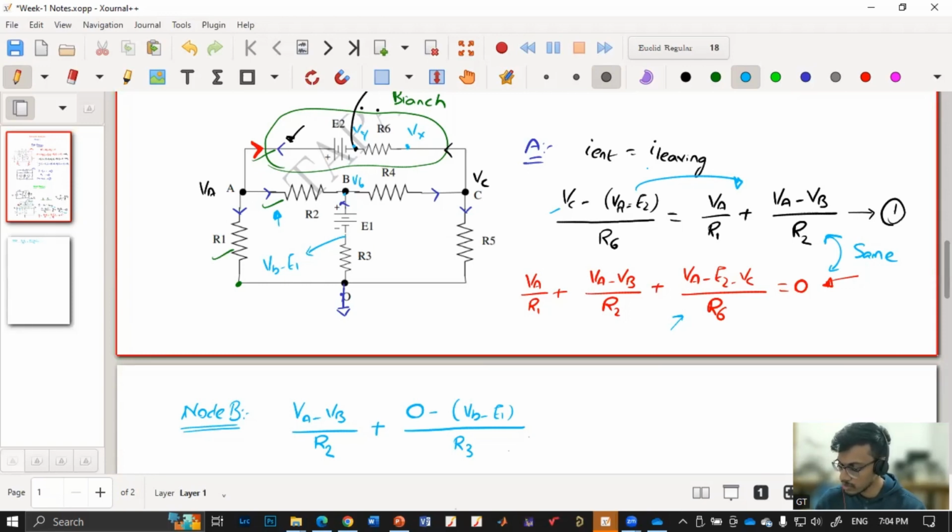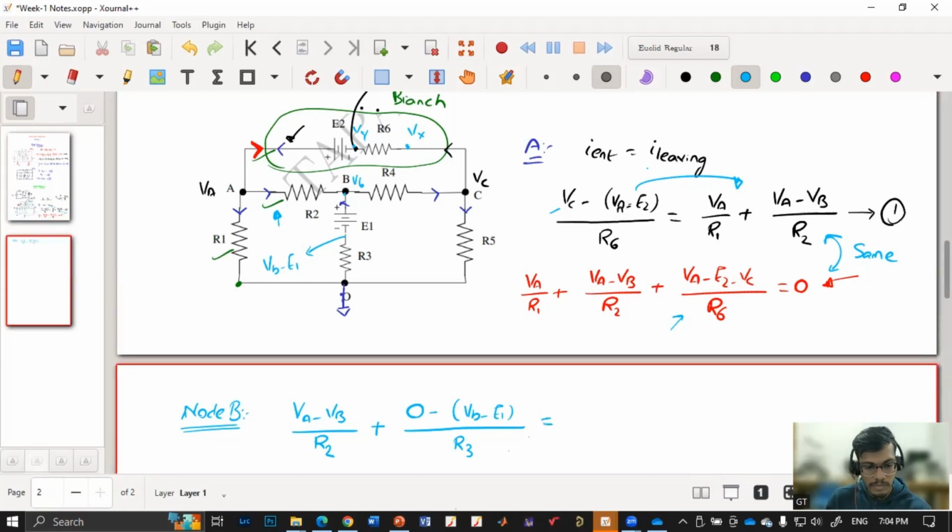This is current entering. So the summation of the current entering is equal to the current leaving. How much is the value of the current that is leaving? VB minus VC by R4. Yes, VB minus VC by R4. So this is the current at the node B.